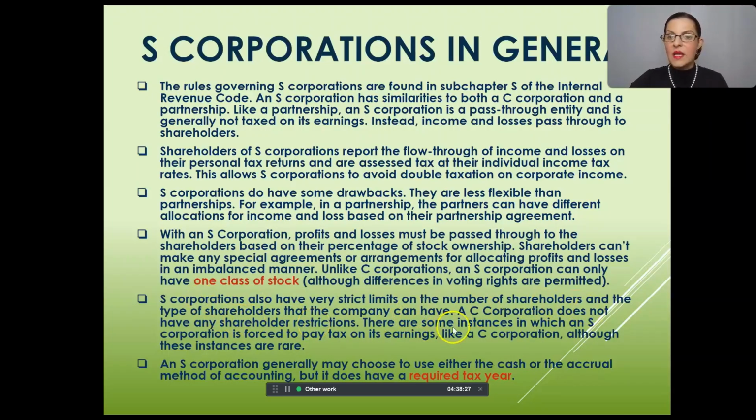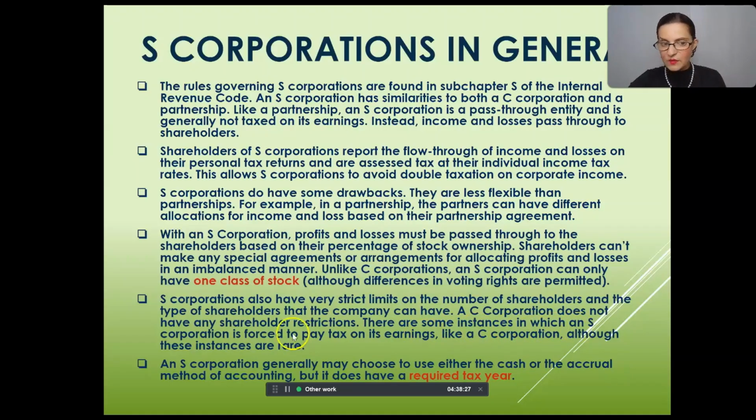S corporations also have very strict limits on the number of shareholders and the type of shareholders that the company can have. A C corporation does not have any shareholder restrictions. It can have any type of shareholder that it wants. S corporations have very strict limits on the number and the type of shareholders that are permitted to be shareholders in an S corporation.